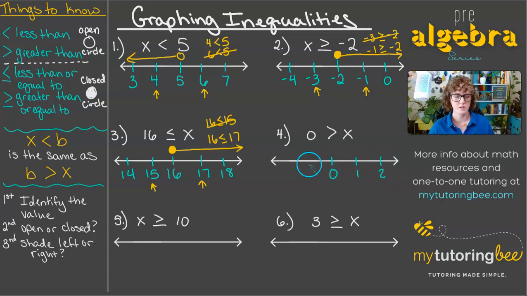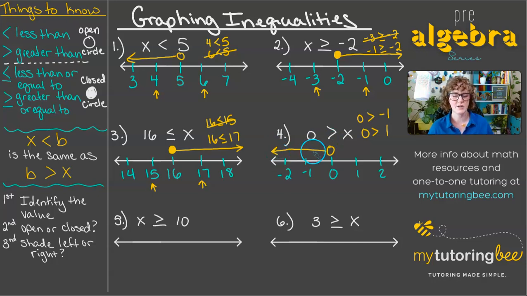All right, on number 4, let's go ahead and identify our value of 0. And then we've got a 1, 2, -1, -2. And then our circle is going to be an open circle above that 0 because we don't have that equal to symbol. And then I'm going to go ahead and substitute in -1 and then substitute in +1. Well, 0 is greater than -1, so we're going to go ahead and shade to the left.